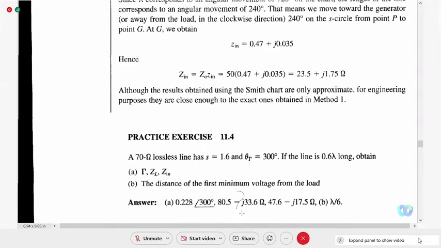0.6 lambda. So 0.6 into 720 degrees. How much? So that angle you can calculate. From the load towards the generator we have to move, so we move in the clockwise direction towards the generator. The angle will be 0.6 into 720. So there we can locate the input impedance.